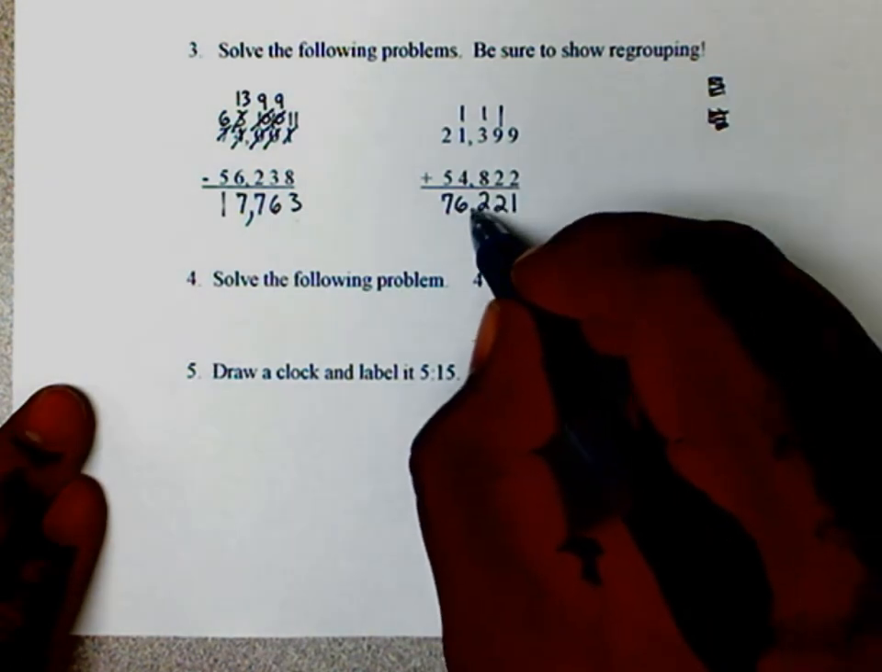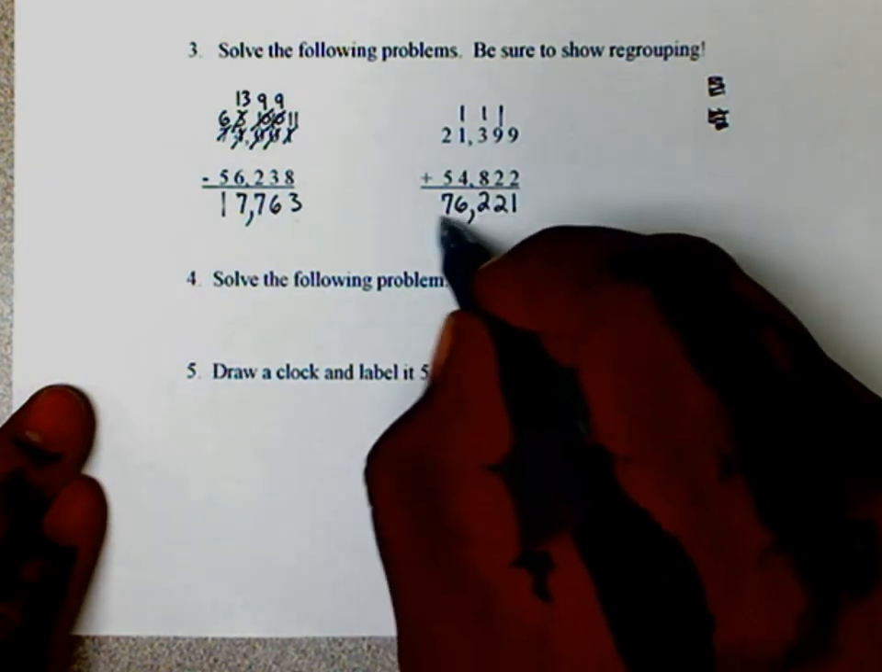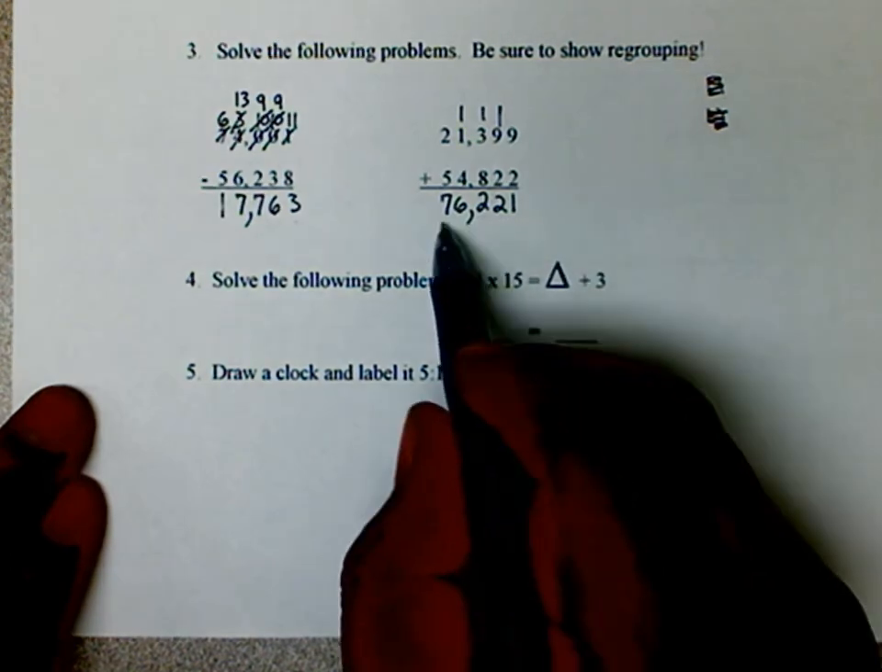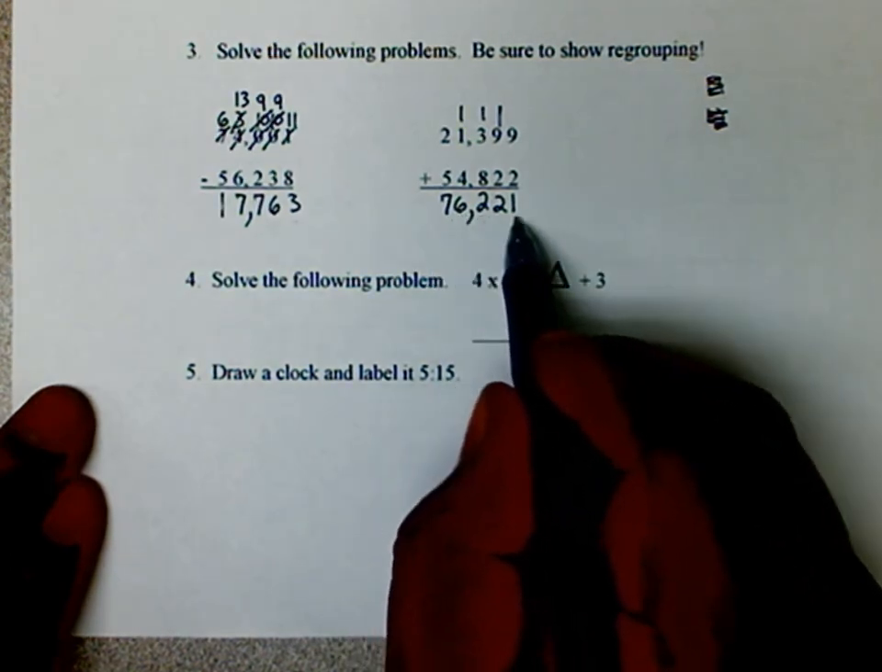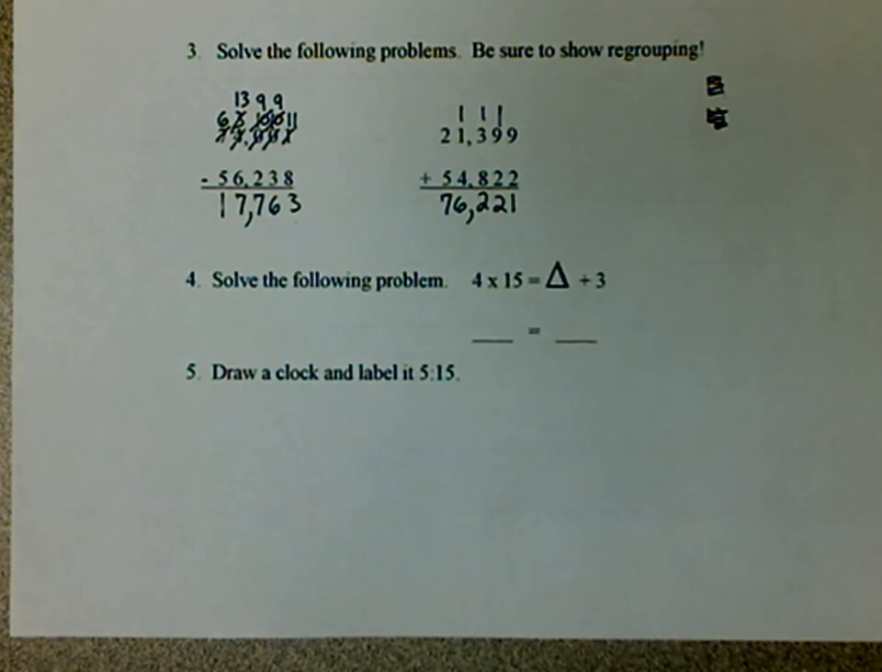Ones, tens, hundreds, comma, to separate the ones period from the thousands period. So your sum here is 76,221.